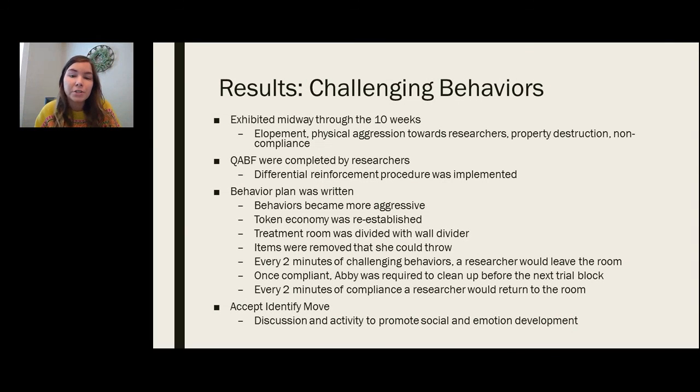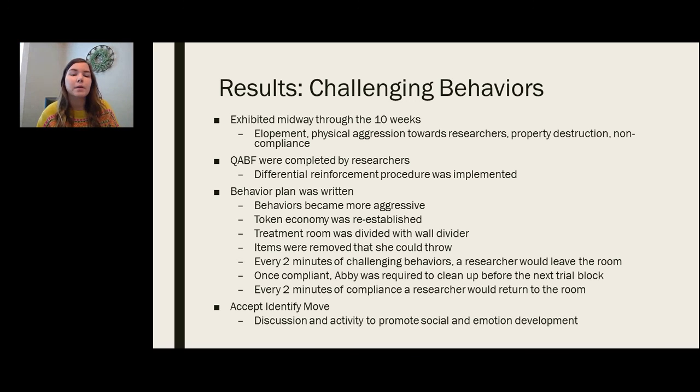And then challenging behaviors that we saw. So challenging behaviors were seen approximately midway through the 10 weeks. We saw elopement from the child size table where we were doing our Peak programming. She would at times leave the room entirely. We saw aggression towards researchers, property destruction, and noncompliance.